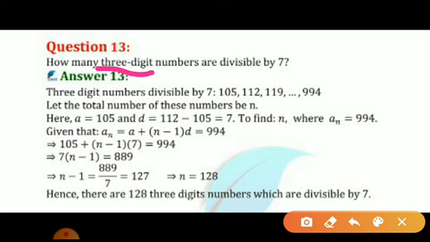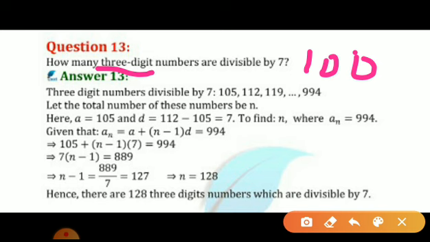Now which is the least 3-digit number? The least 3-digit number is 100. So starting from 100, I have to check which is my first term divisible by 7. Is 100 divisible by 7? No. If you divide, you will see that it is not divisible by 7.